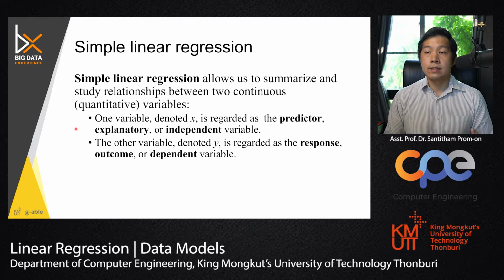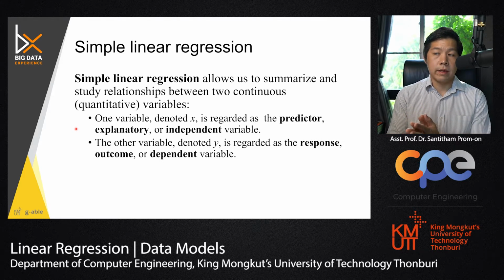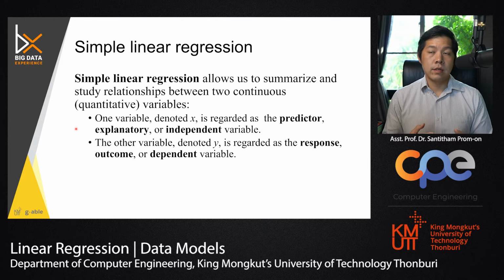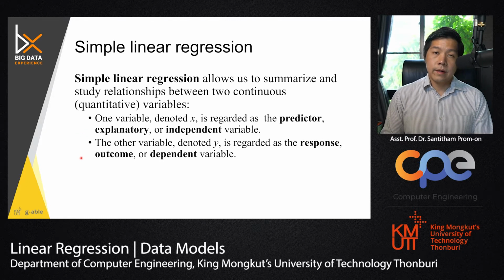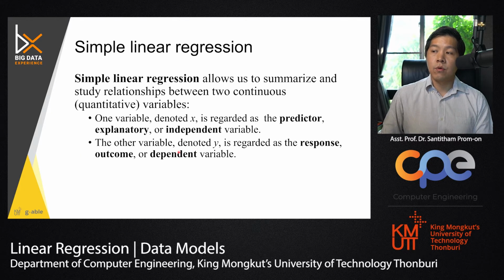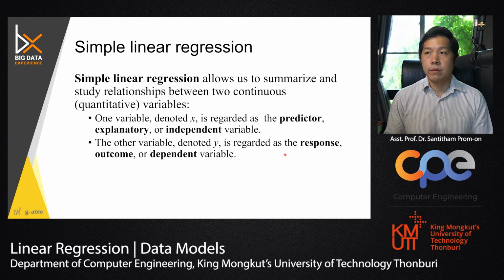X is denoted as the input, the predictor, explanatory variable, or independent variable, depending on the subjects that you study. In your statistics course, you may have seen this as the independent variable. In a signal processing course, you may have seen this as predictors. And you will want to associate x with another variable, that is y, right? Y is an output variable. This may be known as the response, outcome, or dependent variable.